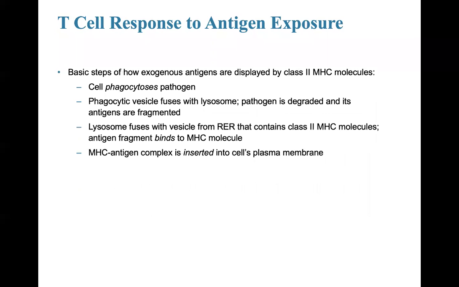Now, the steps involved in exogenous antigens that are displayed by class 2 MHC molecules: the cell will phagocytize the pathogen. The phagocytic vesicle will fuse with the lysosome. The pathogen will be degraded and its antigens are fragmented. The lysosome fuses with the vesicle from the rough ER that contains the class 2 MHC molecules. The antigen fragment will then bind to the MHC molecule, and the MHC antigen complex is inserted into the cell's plasma membrane.